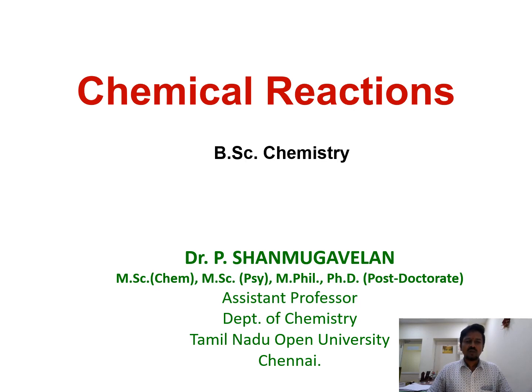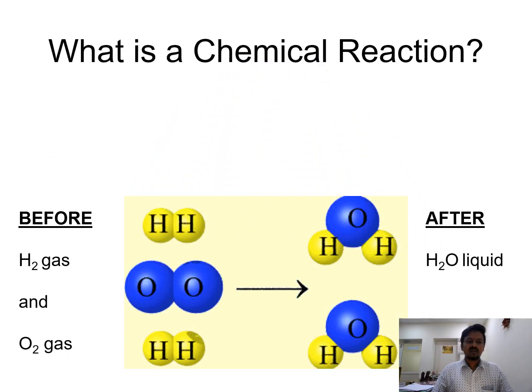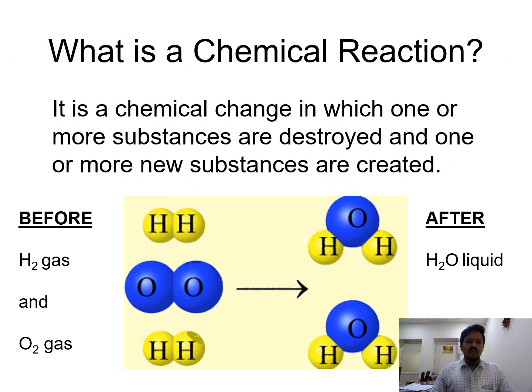Now we are going to discuss chemical reactions and their types. Before going to the types of chemical reactions, we should know what a chemical reaction is. A chemical reaction is a chemical change in which one or more substances are destroyed and one or more new substances are created or obtained.